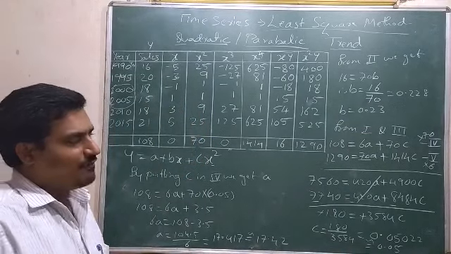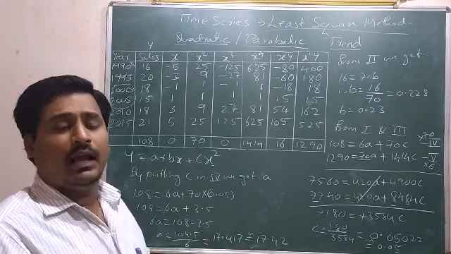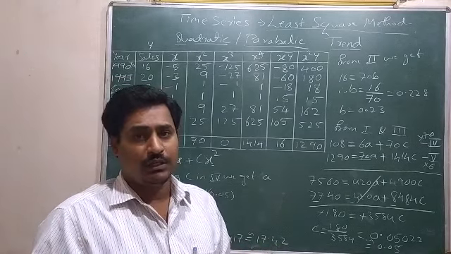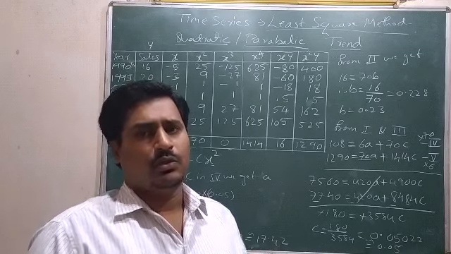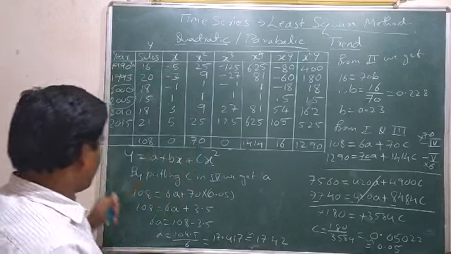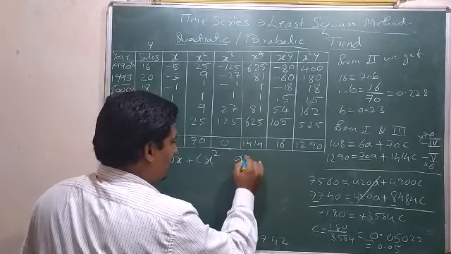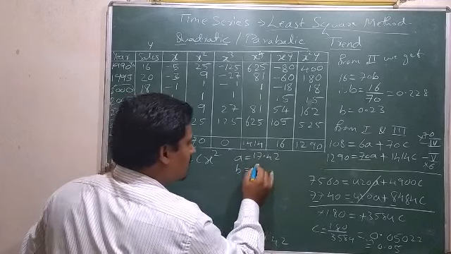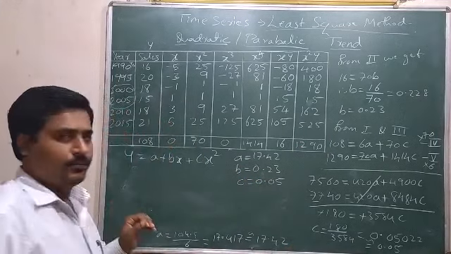By putting these three values in the equation y is equal to a plus bx plus cx square, we can identify all the trend values, and also we can estimate for the future value, that is 2020 or even for 2025, 2030, whatever. Okay, so let us put them in the equation here. So I will write here a is equal to 17.42, b is equal to 0.23, and c is equal to 0.05.